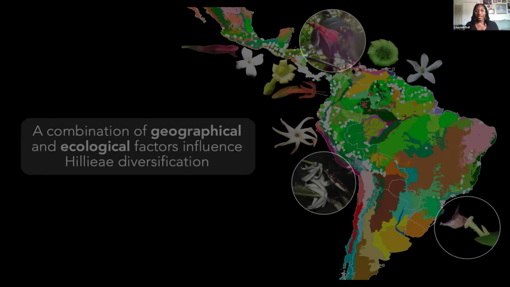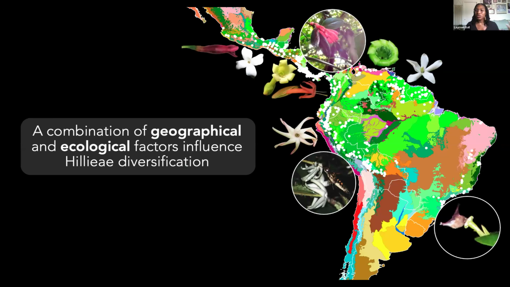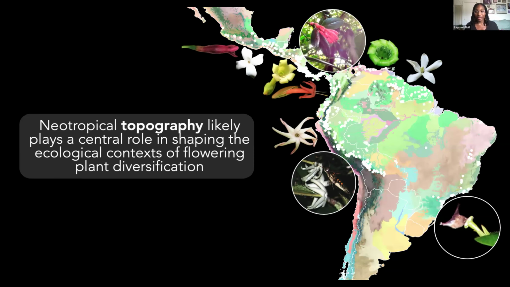And so something that I've taken away from this study is that it's not just one factor or another driving Hylia diversification, but it's a combination of both geographical factors and ecological ones shaping the group's evolution. And it seems that neotropical topography specifically plays a really important role in shaping the ecological context of flowering plant diversification.